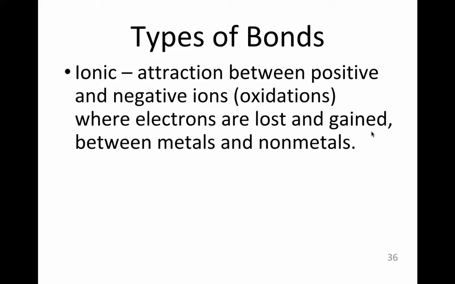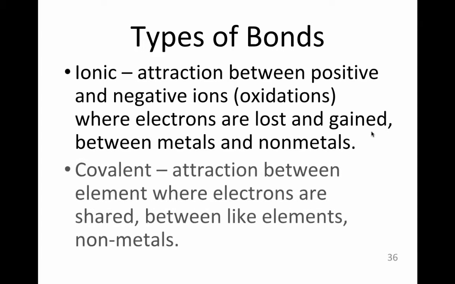So types of bonds. Again, you have ionic. It's an attraction between positive and negative ions, those oxidations, where electrons are lost and gained between metals and nonmetals. And that's not the chemical state of matter. That is bonding type. So the atoms will be classified as bonding type metal or bonding type nonmetal. Then you have covalent. That's an attraction between elements where the electrons are actually shared between the elements, and it only occurs between bonding nonmetals.